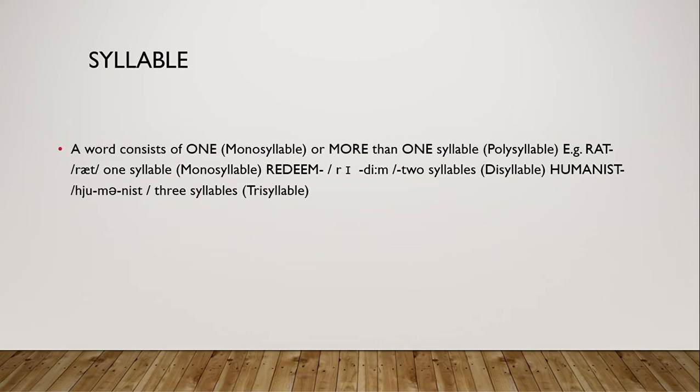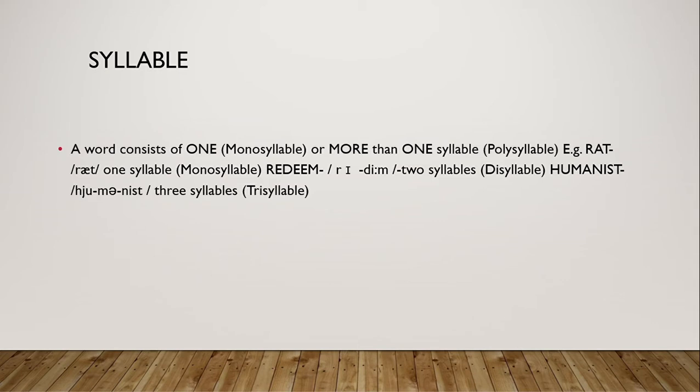A word may be monosyllabic, or disyllabic, or polysyllabic. Monosyllabic means that it consists of one syllable, one vowel sound only. Disyllabic words are the words which contain two syllables, which have two vowel sounds in them. And polysyllabic words are those in which there are more than two syllables.